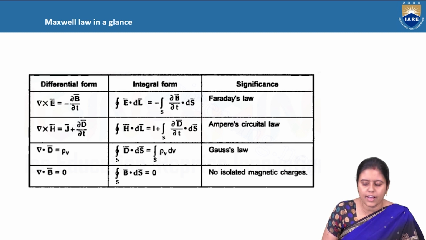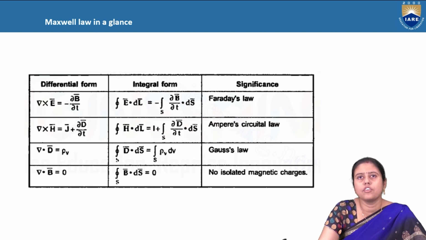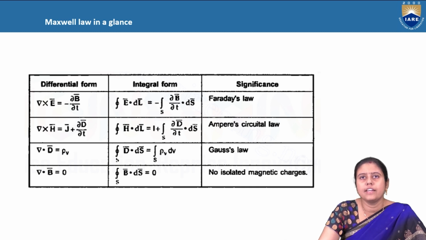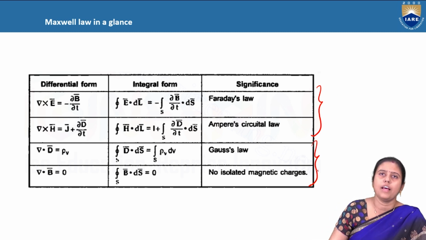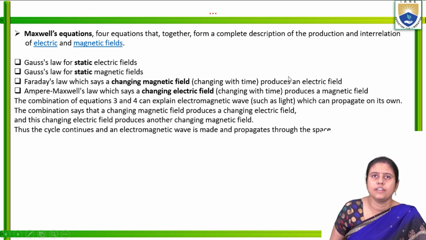Maxwell's law at a glance can be written as grad cross E is equal to minus del B by del T, and the closed integral of E dot dl is equal to minus the surface integral of del B by del T dot ds. Grad cross H is equal to J plus del D by del T. Again, the closed integral of H dot dl. So these are for the time varying field, and this too is for the electrostatic field.